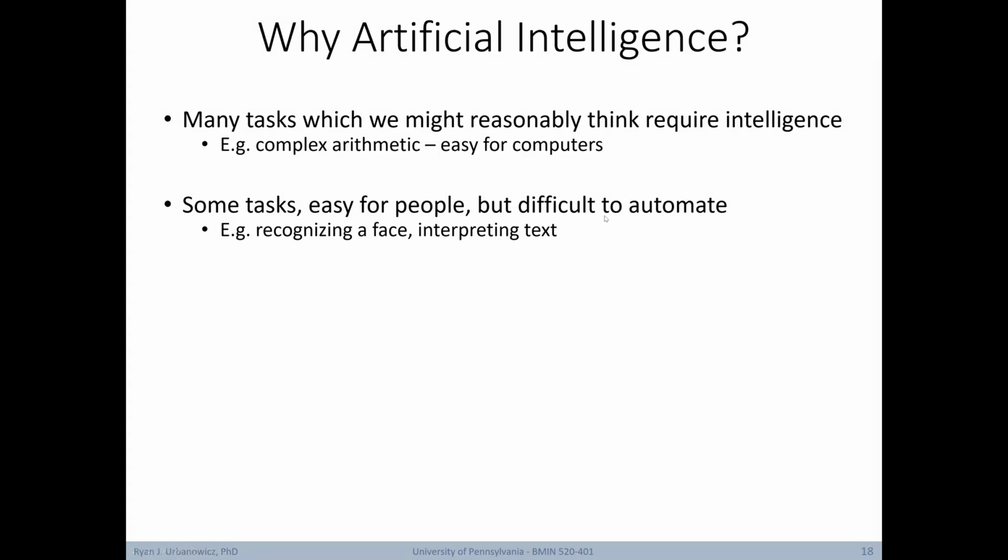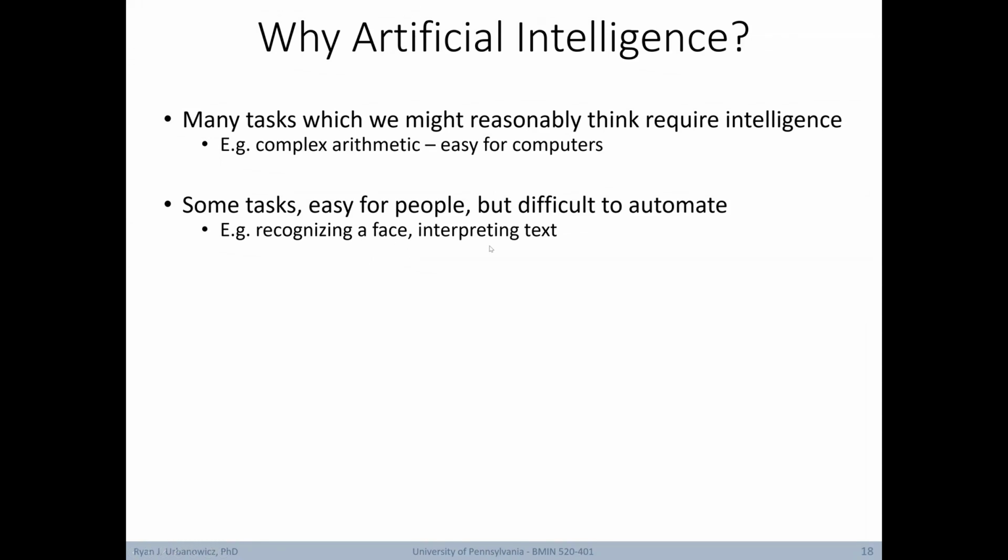So let's go back to artificial intelligence. Why do we care about it? Why are we focusing on it in this course? So there are many tasks which we might reasonably think require intelligence. So for example, complex arithmetic, which we know is pretty easy for computers. But some tasks are easy for people, but they're difficult to automate in a machine. So an example of this might be facial recognition, right? We do that without thinking on a day-to-day basis, but it can be very difficult to get a machine to do this accurately and quickly.